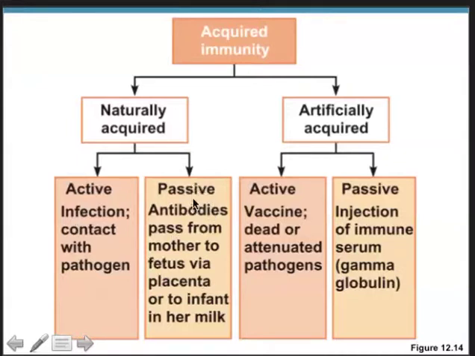Passively naturally acquired immunity is where we pick up antibodies from another source as a result of a natural act of development. And the two major events include receiving antibodies via the placenta during development from the mother's blood, or receiving antibodies from the mother's milk as you nurse. So two different ways to pick up this passive resistance.